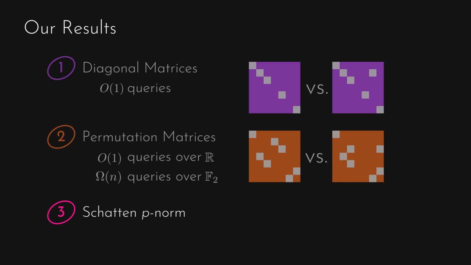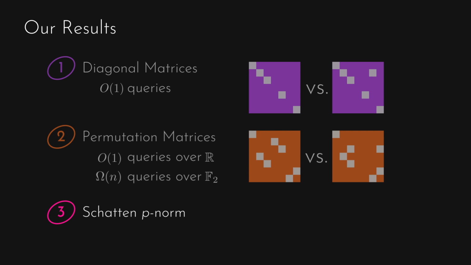The final result in the talk is perhaps the most technically interesting. I will consider approximating the Schatten p-norm of the unknown matrix M, where this norm is simply the Lp norm of the singular values of the matrix. For example, the Schatten 2 norm is the square root of the sum of the squares of the singular values. These norms are important for many applications in numerical linear algebra, and they have been studied intensively in the streaming and sketching setting.